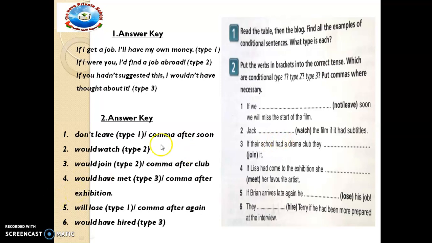Okay? Comma comes after soon, and here would watch. That's type 2. There won't be a comma. Would join. Then comma comes after club, and comma comes after exhibition. We lose. We have comma after again. Do we have comma in C's? Why don't we have comma in C's? Do you know why? Yes, because it did not start with an if clause.